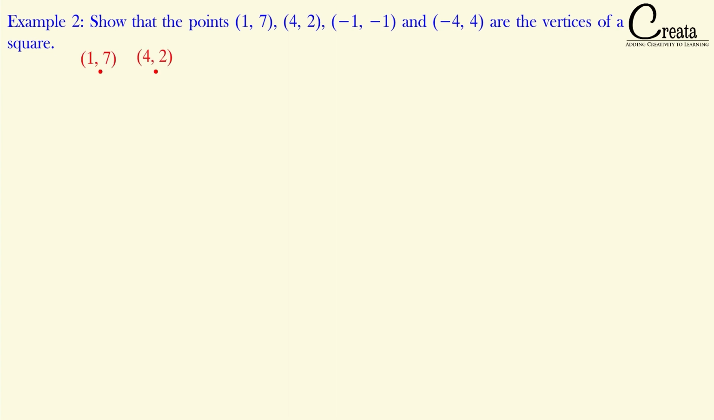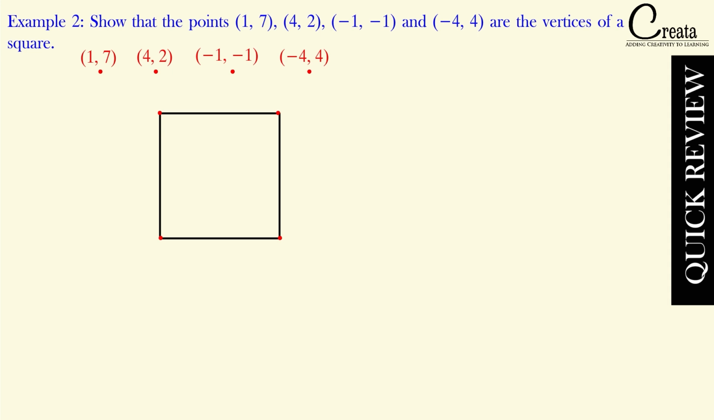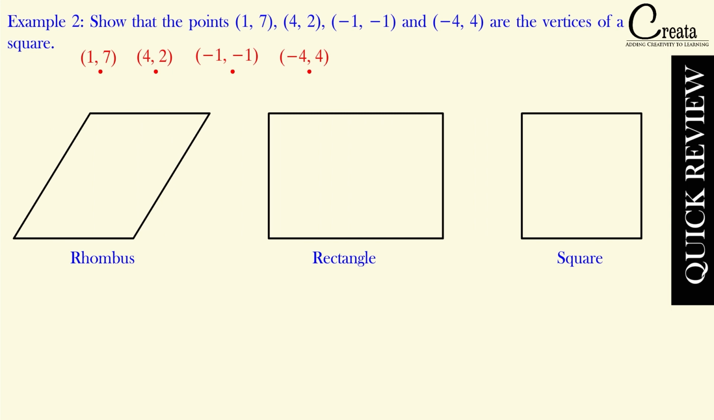In this question, 4 points are given and we have to identify whether these 4 points will form a square or not. Such types of questions are generally asked in coordinate geometry, whether the 4 points will form a square, a rhombus, a parallelogram, a rectangle or another type of quadrilateral. So before proceeding with this question, you should know about all these different types of parallelograms or quadrilaterals. Just a quick review of different types of parallelograms, like we will take rhombus, rectangle and square.